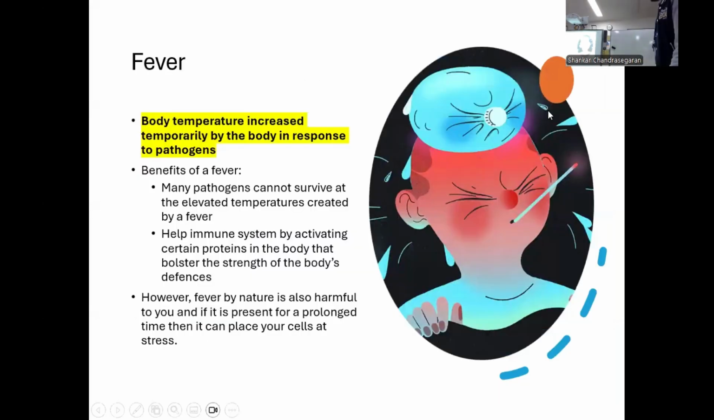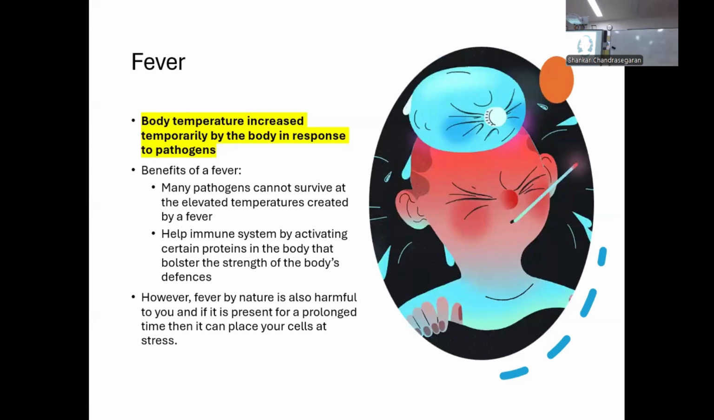And lastly, we have your fever, right? Your fever, like I said, is a temporarily increased body temperature by your body for the sake of combating a pathogen. Two reasons why they do this, right? One, pathogens hate it. Pathogens hate the hot environment, right? Because like any organism, they have a narrow window of optimal temperature for their day-to-day processes.